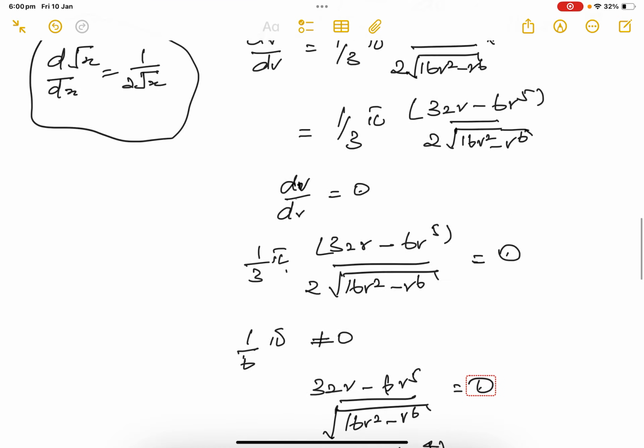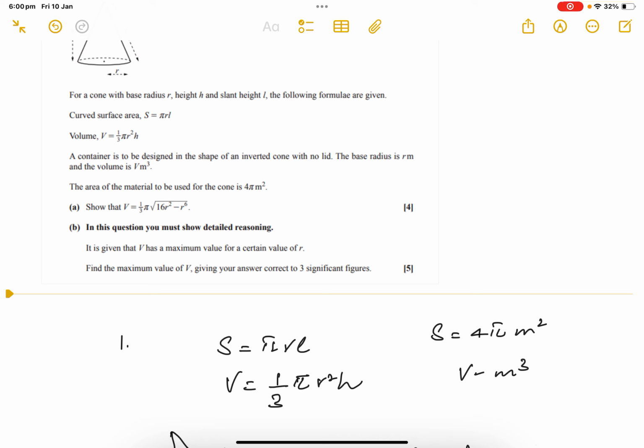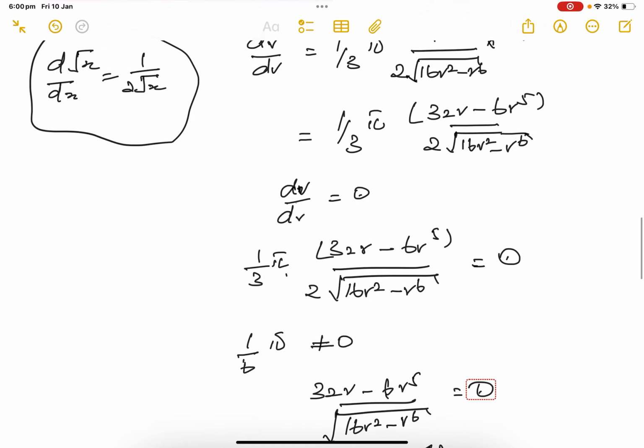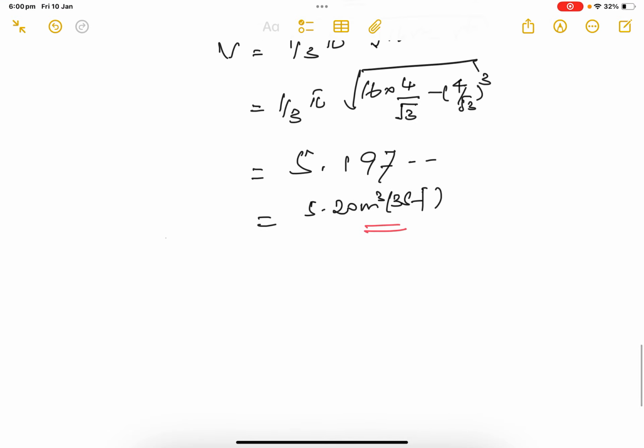But the question asks, find the maximum value of V, giving your answer correct to 3 significant figures. So we need to bring it to 3 significant figures. So 5.197, the 7 rounds the 9 up, so 19 will be 20, so 5.20 meter cube. That is the answer for that question.